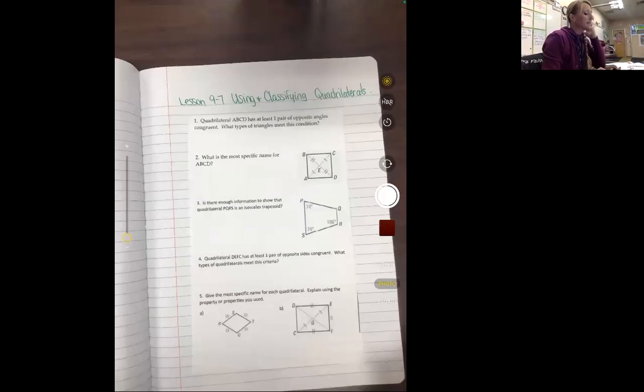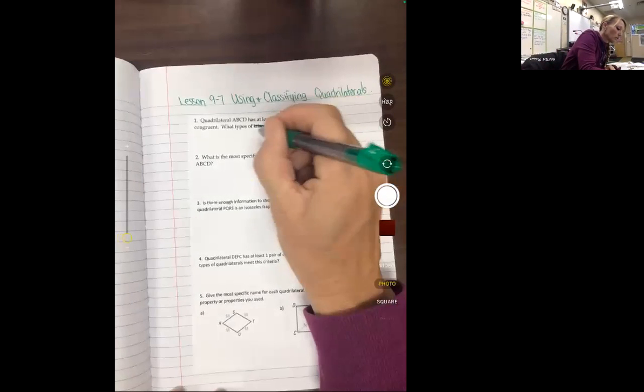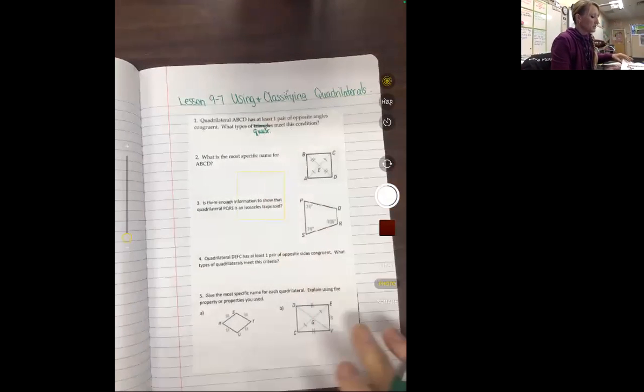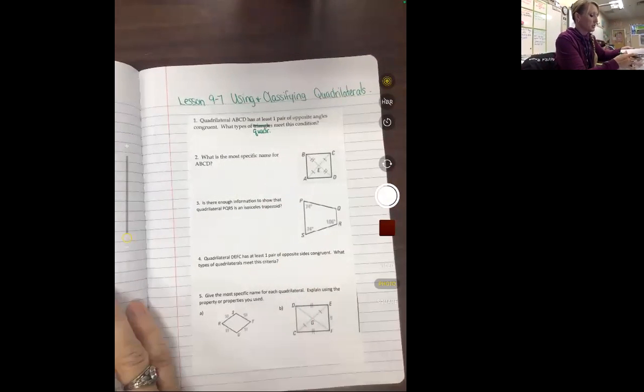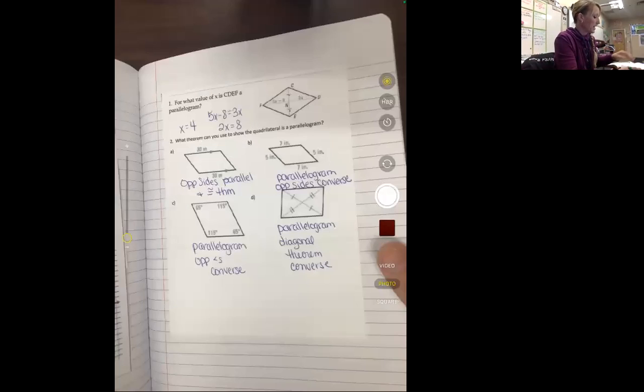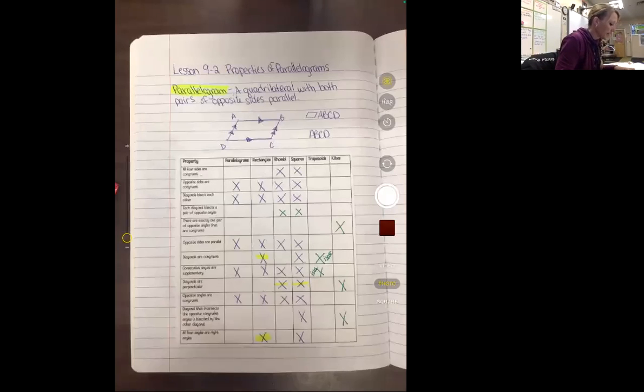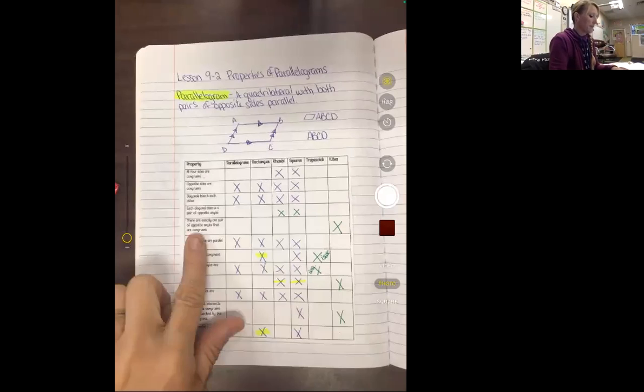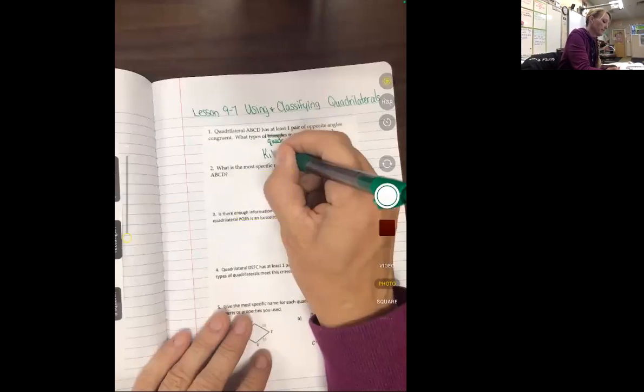quadrilaterals. So the first one says quadrilateral ABCD has at least one pair of opposite angles congruent. What type of quadrilaterals, not triangles, meet this condition? So the really cool thing is we can go back to our chart. One pair of opposite angles congruent only happens in kites. So we know that this has to be a kite.